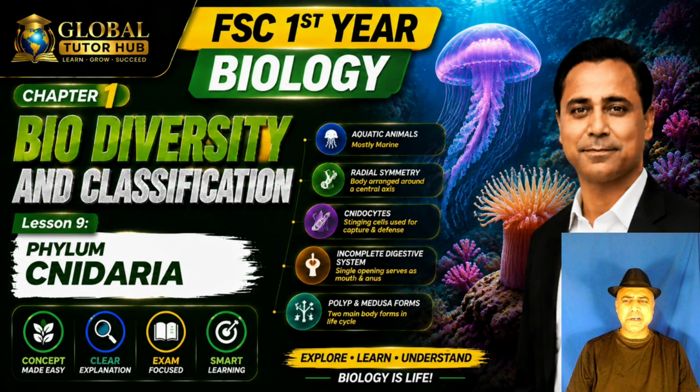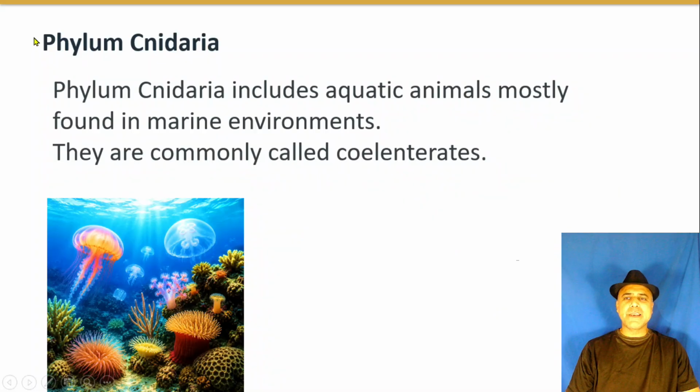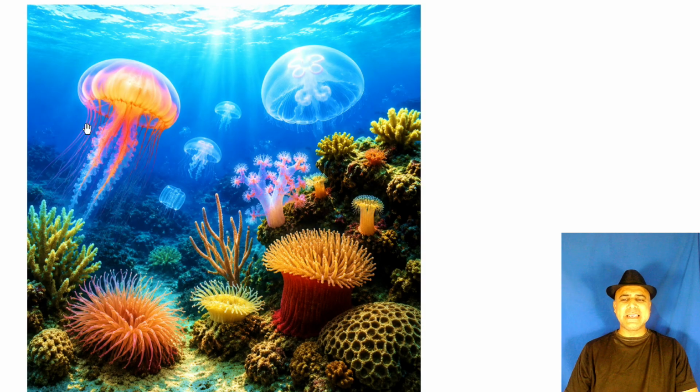Good morning, students. Today we are going to discuss lesson 9, Phylum Cnidaria. Phylum Cnidaria includes aquatic animals mostly found in marine environments. They are commonly called coelenterates. You can see these are some examples of coelenterates. They are found in marine environments.